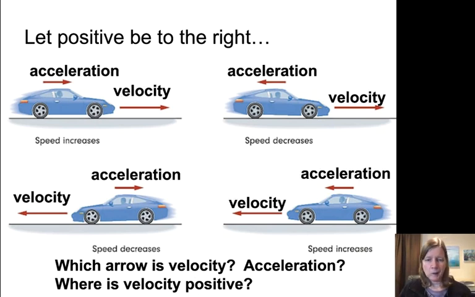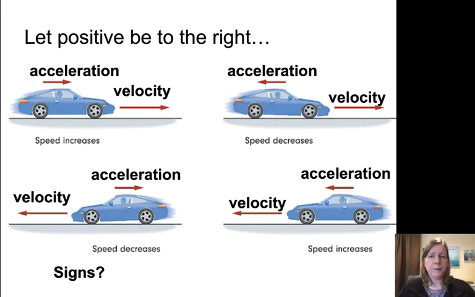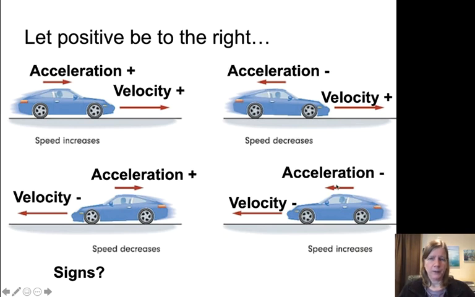Here we go. So where is the velocity positive? Velocity is positive when it points to the right, in the positive direction. Velocity will be negative when it points to the left. Let's do the same thing for acceleration. Same answer. Acceleration is positive when it points to the right and negative when it points to the left. So we can add that information, think that through a bit.